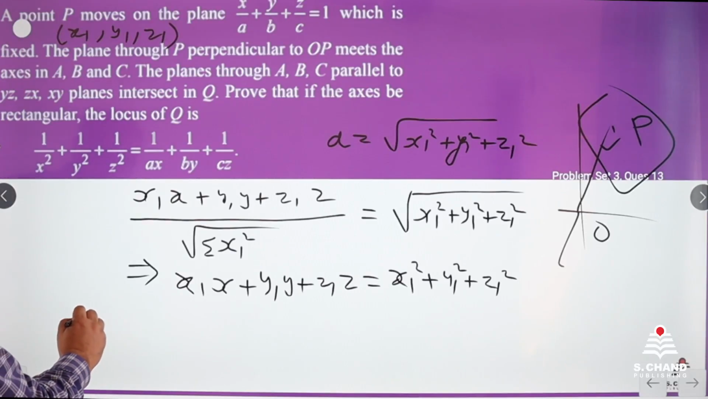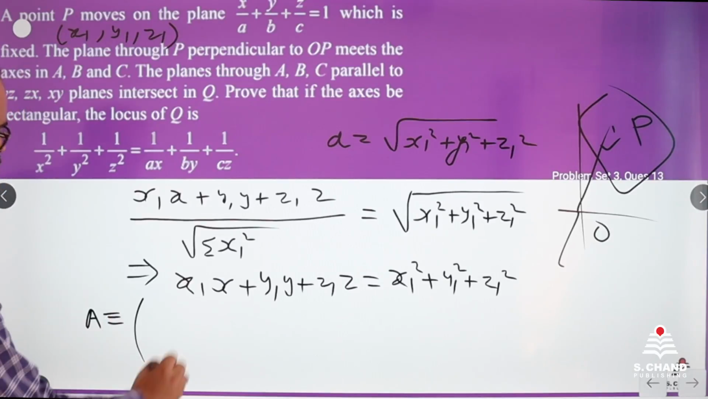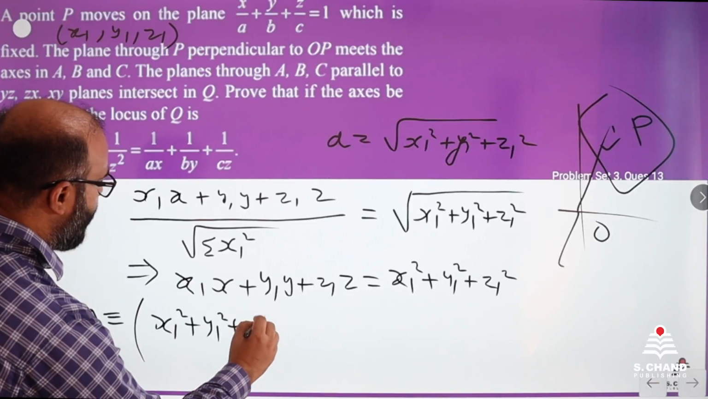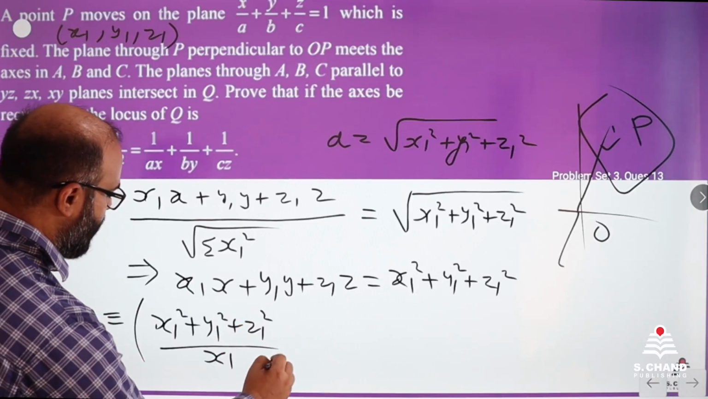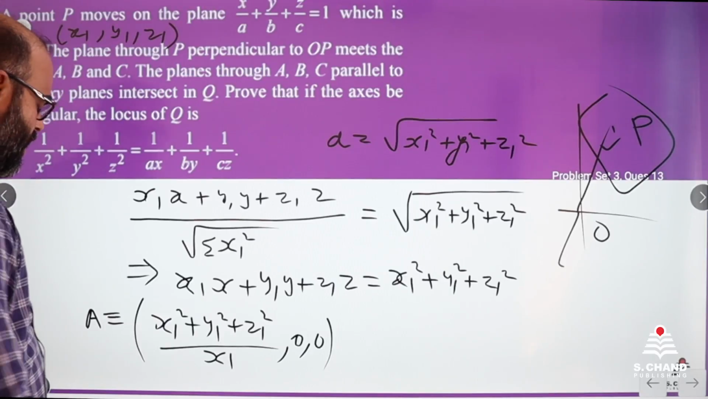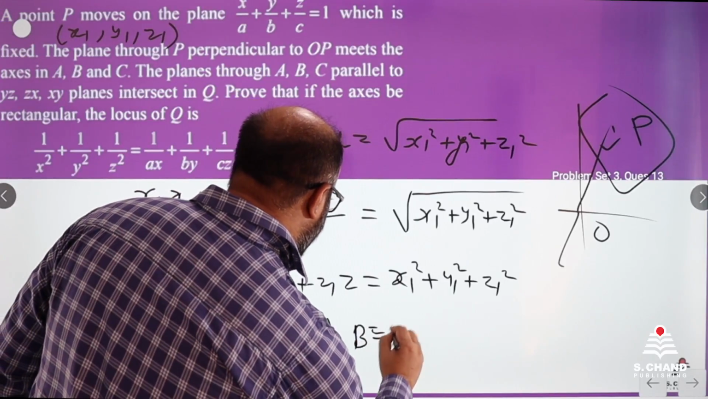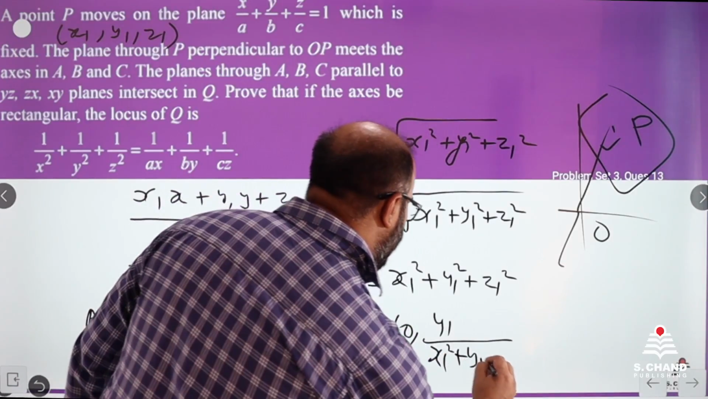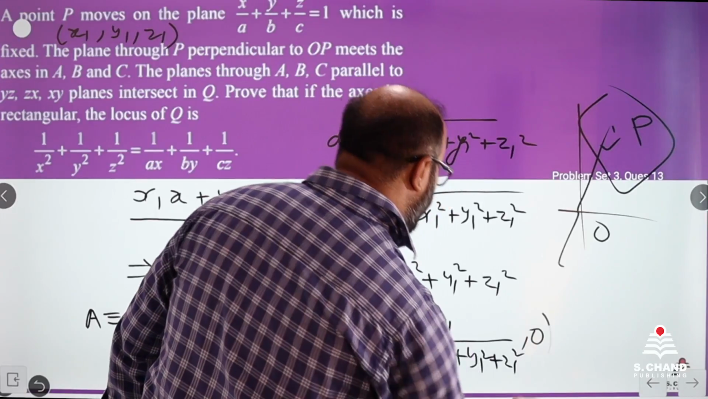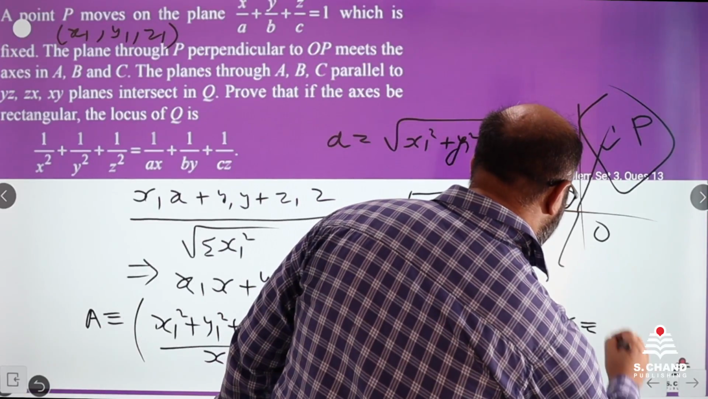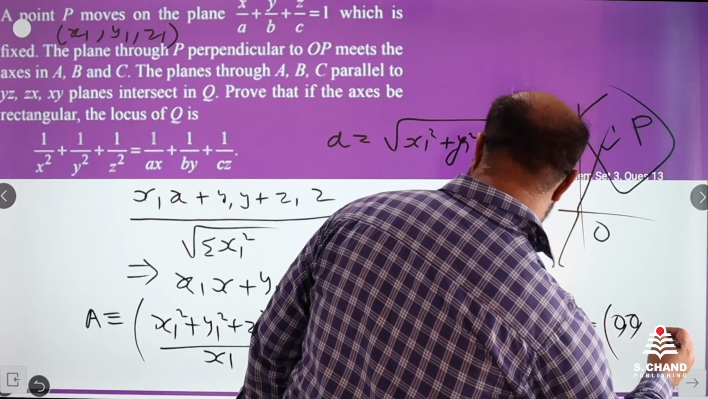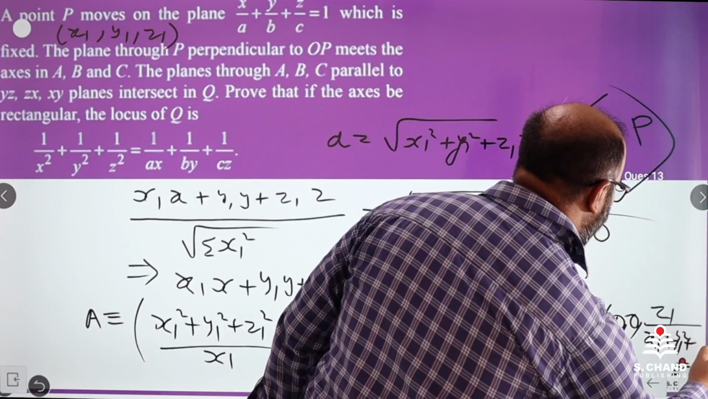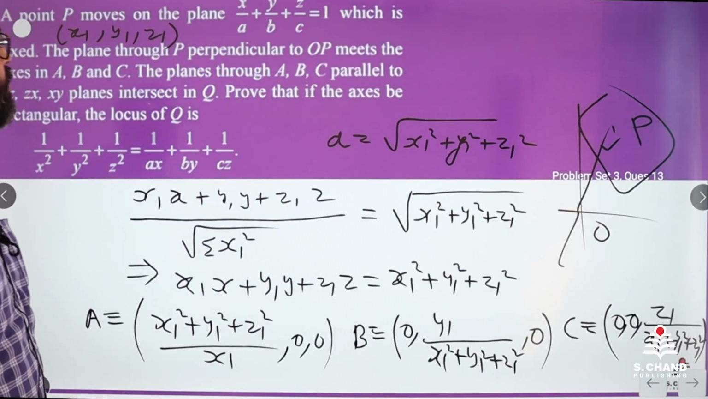So if we talk about the point A, then its x coordinate will be x1 square plus y1 square plus z1 square by x1, and the other coordinates are 0. If we talk about B, then it will become 0 comma y1 square plus... x1 square plus y1 square plus z1 square by y1, and then 0. And if you talk about C, then it will be 0 comma 0 comma x1 square plus y1 square plus z1 square by z1. So these are the 3 points A, B, C.